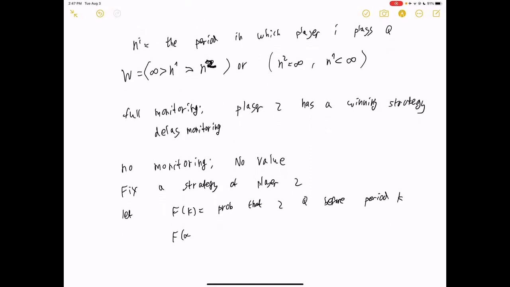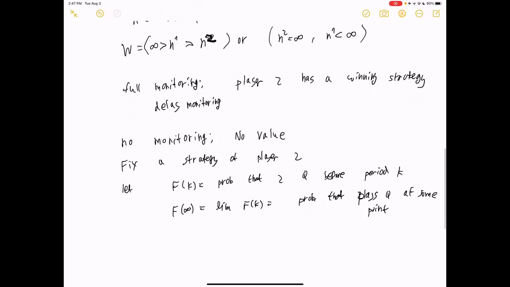And F infinity, which is the limit of F_K, is the probability that two leaves at all, at some point. So player one knows that there is some probability that player two will leave until period K. You know that this thing has a limit. The limit is F infinity.